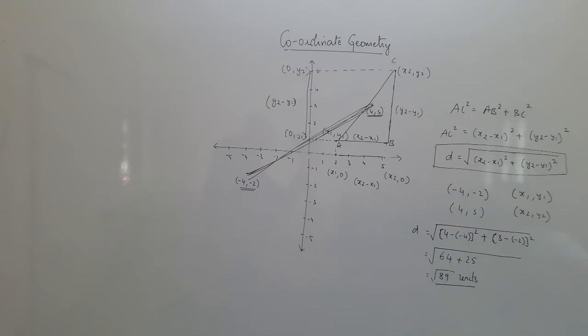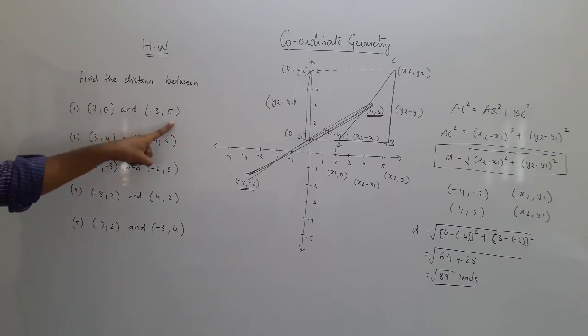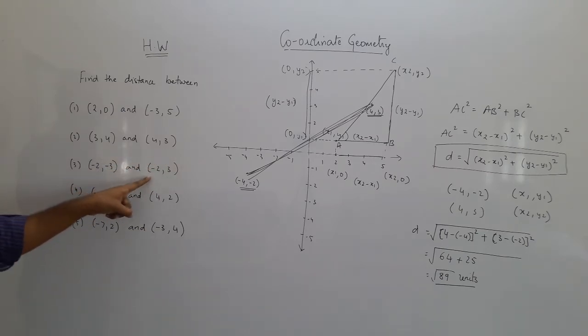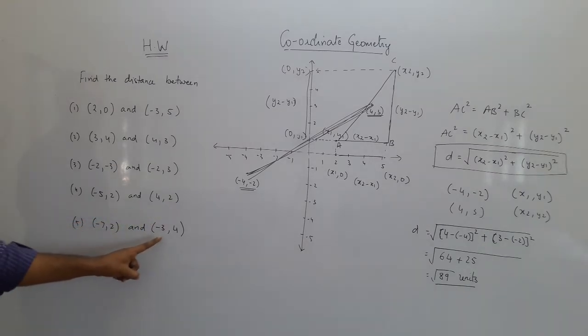Now let me put the homework for you on the board. I have put 5 sums in the homework for you. I hope you can see them clearly. If not, I can read them for you. Write down 2, 0 and minus 3, 5. 3, 4 and 4, 3. Minus 2, minus 3 and minus 2, 3. Minus 5, 2 and 4, 2. Minus 7, 2 and minus 3, 4.